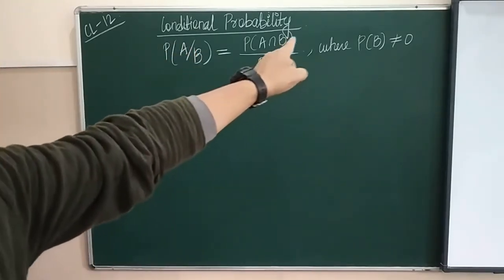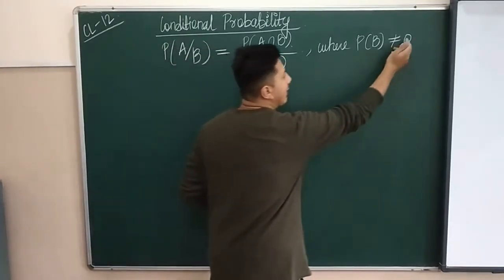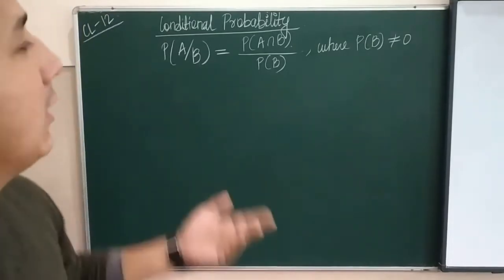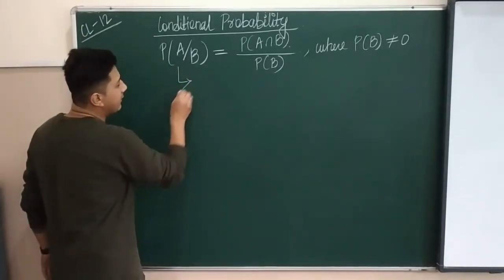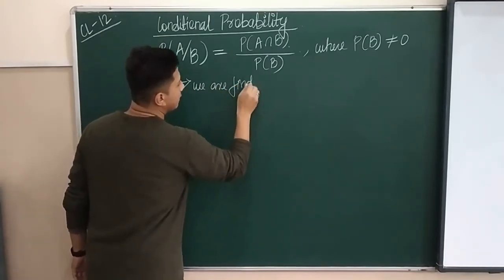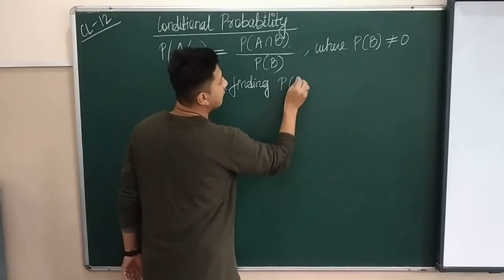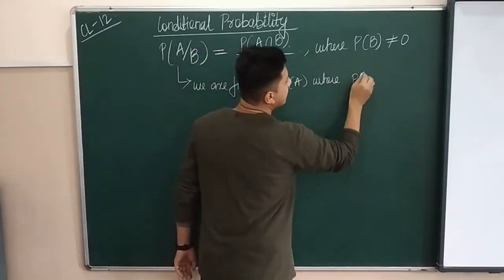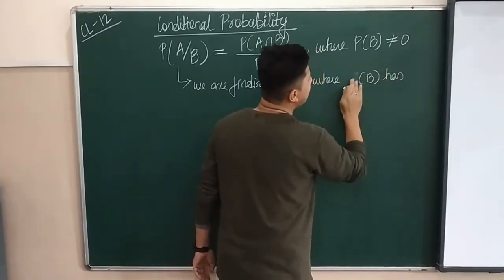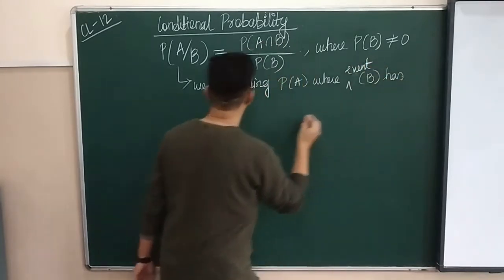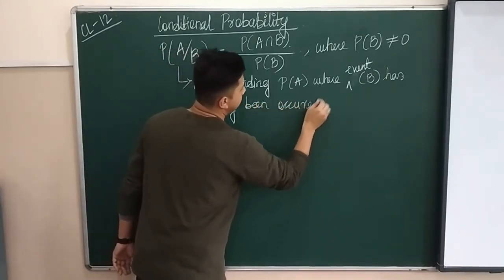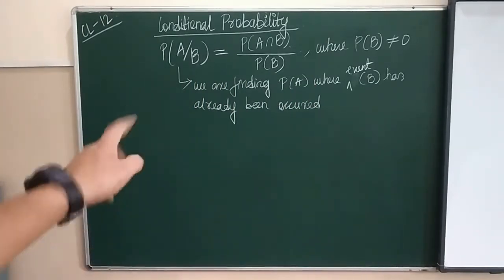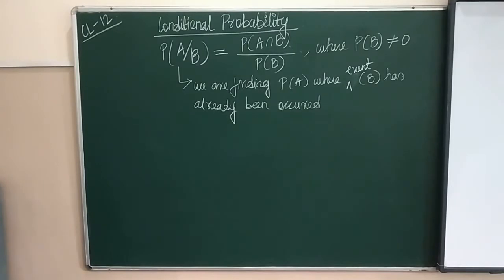Probability of B is not equal to 0, because the denominator cannot be equal to 0. If the denominator is 0, then it becomes undefined. But what does A/B mean? Please note this down: we are finding probability of A, where the event B has already occurred. So what does it mean? P of A/B means, are you understanding my point? P of A/B means we are finding probability of A where event B has already occurred.